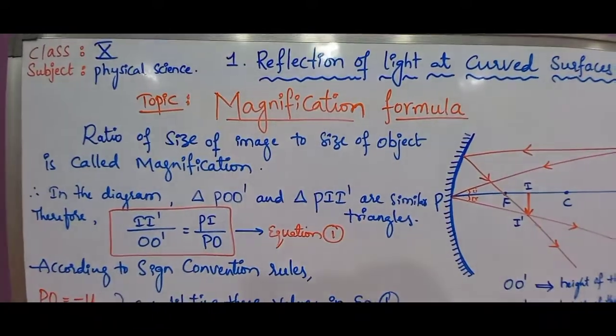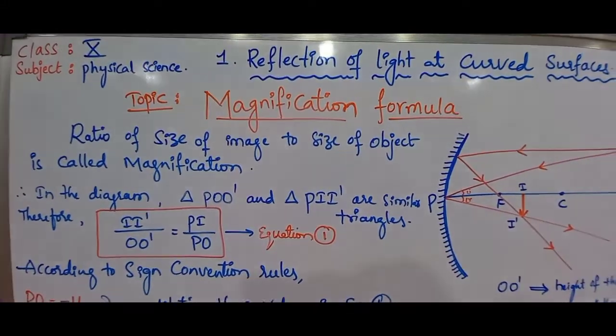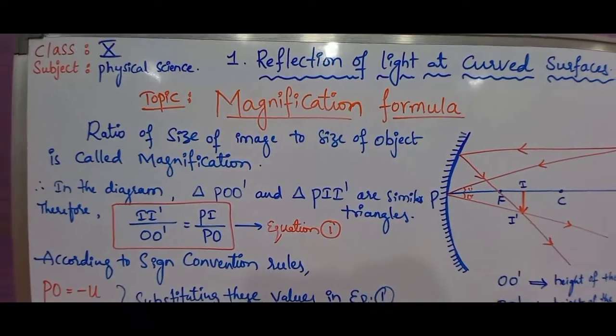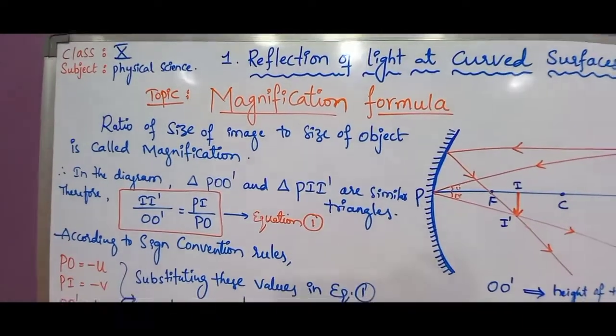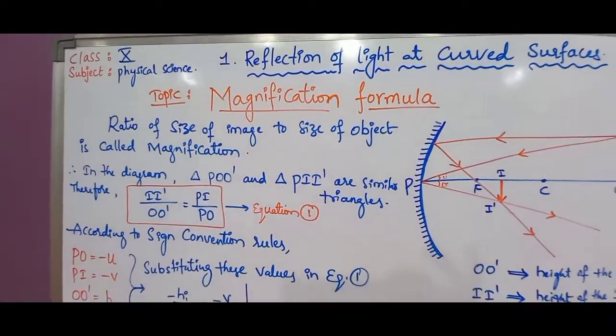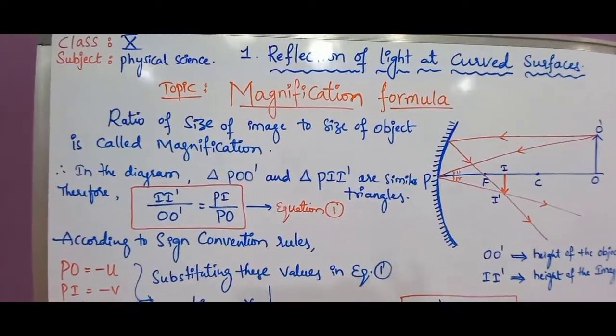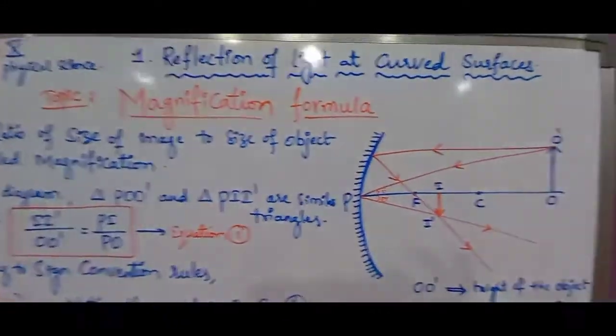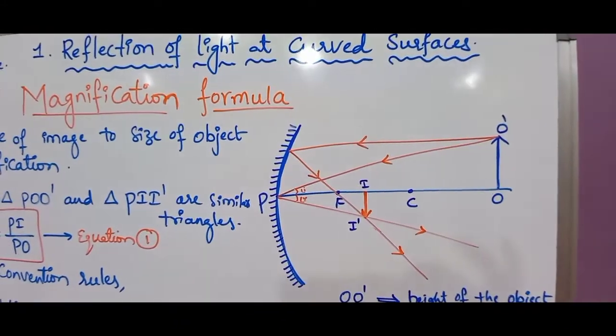So, in today's topic, we learn about the magnification formula. In the previous classes, we have already learned about the mirror formula and sign convention rules. Now we'll see what magnification is and what its formula is. Magnification gives the relation between object size and image size. We already know about object size and image size.